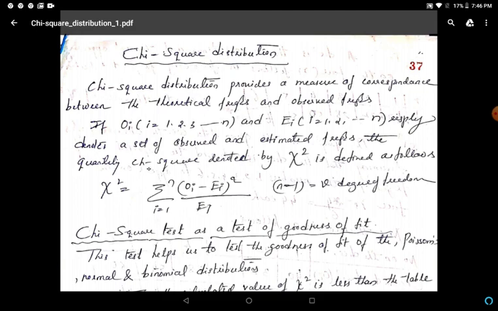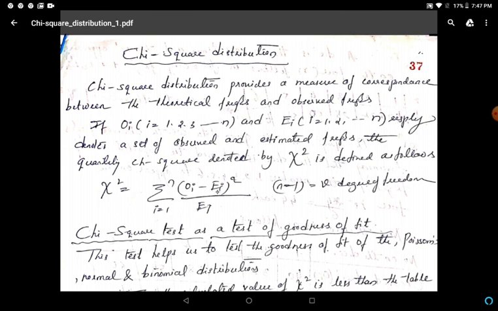Then the quantity chi-square, denoted by this symbol, is defined as follows. So chi-square is given by this formula. It is summation, i running from 1 to n, of (Oi minus Ei) whole square divided by Ei. Oi is the observed frequency, Ei is the expected frequency.